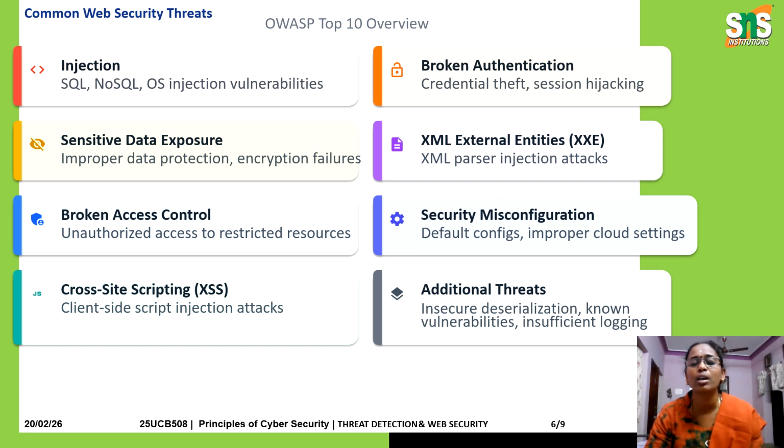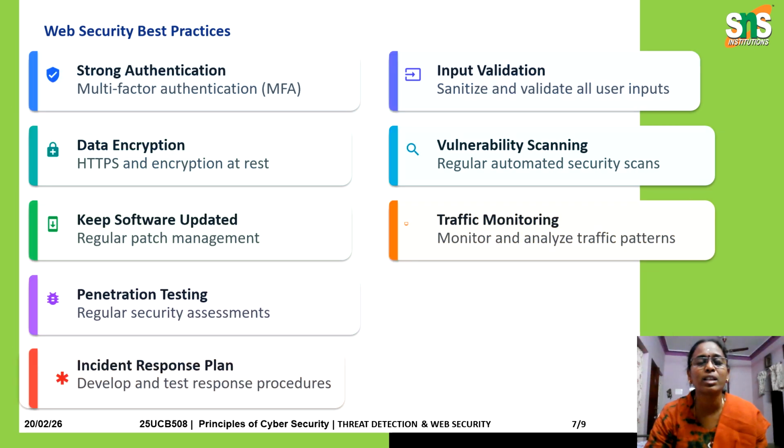The additional threats are insecure deserialization, known vulnerabilities, and insufficient logging. That is, sometimes when we try to log in to a Google server, the server might get busy, but I need that information from Google. In such a case, load balancing can also be a threat for the client-server.